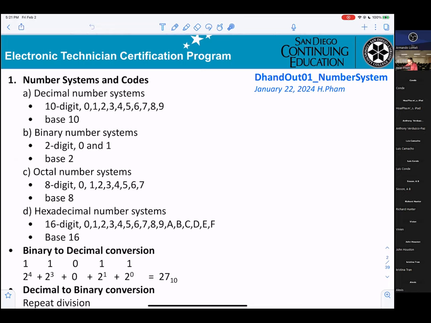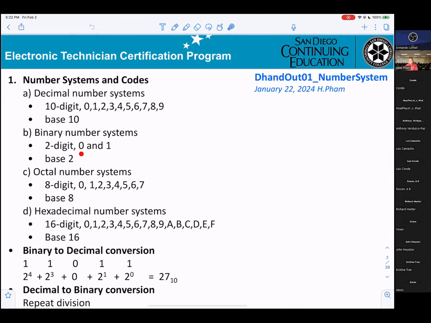Basically, in the number system, the first one is the decimal number system. That's normal, right? You have 10 digits: 0, 1, 2, 3, 4, 5, 6, 7, up to 9. That's what we call base 10. That's for humans. Second is the binary number system. It has only two digits, either zero or one, and it's called base 2.